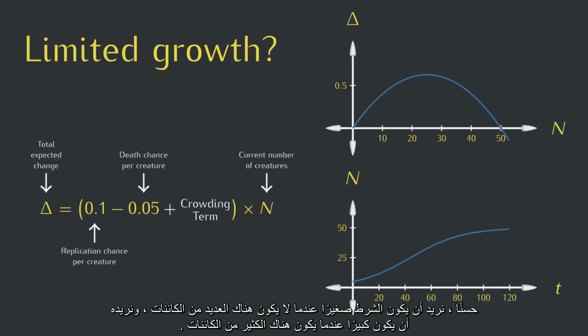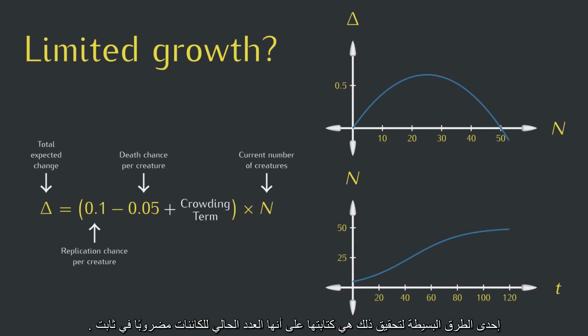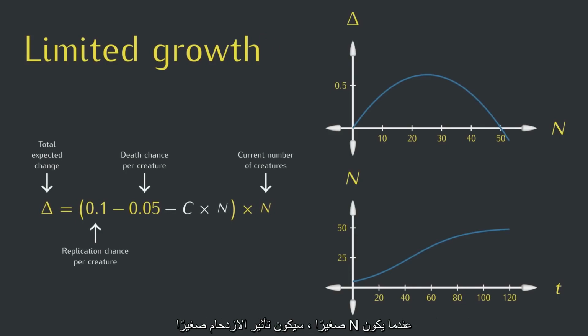Well, we want the term to be small when there aren't many creatures, and we want it to be big when there are a lot of creatures. A simple way to achieve this is to write it as the current number of creatures multiplied by a constant. When n is small, the effect of crowding will be small, and when n is large, the effect will be large. Let's call this constant the crowding coefficient, just to give it a short name.